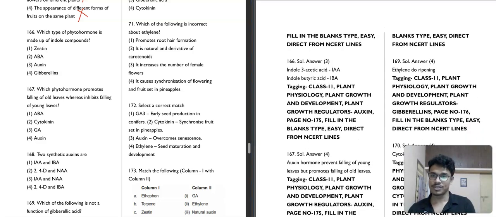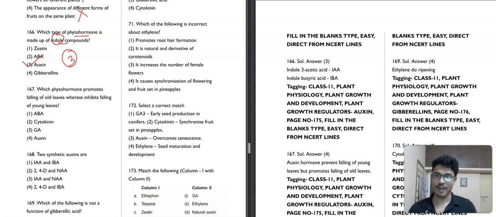It is saying that which type of phytohormone is made up of indole compounds: zeatin, abscisic acid, auxin or gibberellic acid. It is saying made up of indole compounds. Made up of indole, that must be auxin. Indole 3 acetic acid is IAA and indole 3 butyric acid is IBA. Third option is our correct answer. Then comes the hormone chapter. You have to remember, there is not a single thing to understand. In the first part of the chapter, the growth portion, there are some discoveries and very few things to understand. But after that, in hormones, there is nothing to understand. You just need to revise and keep it in your mind.